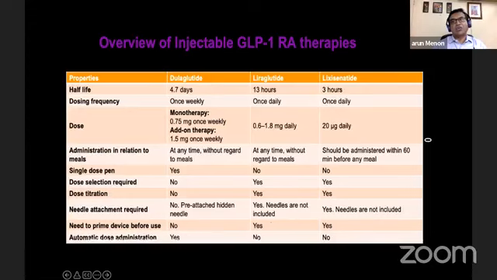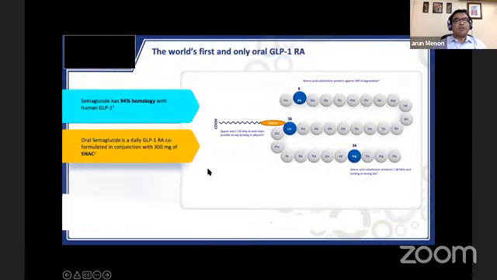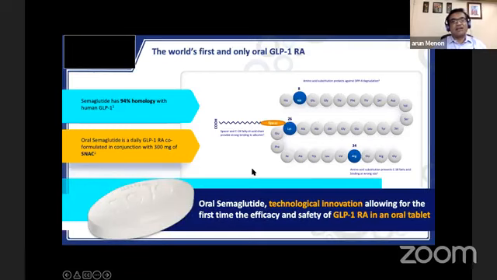Lixisenatide is another one which is not that popular for some reason, but they have fairly the same effects. Now, next month, we are going to have the first and only oral GLP-1 analog come out. Of course, I'm sure there will be more drugs in future, but semaglutide has 94% homology with human GLP-1, and it is available in oral form.